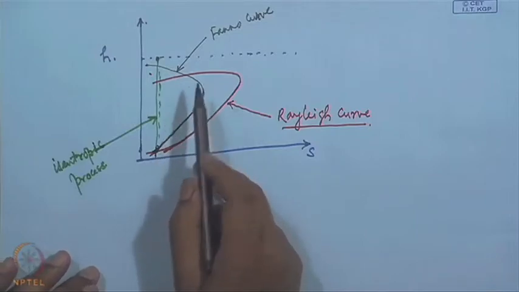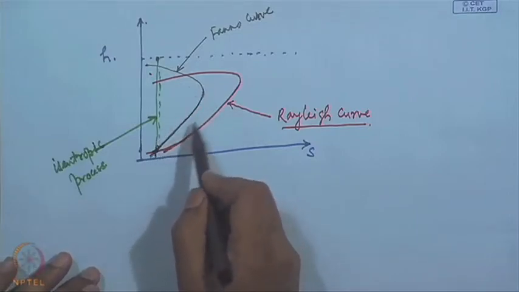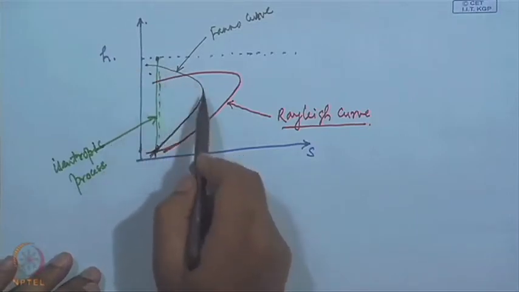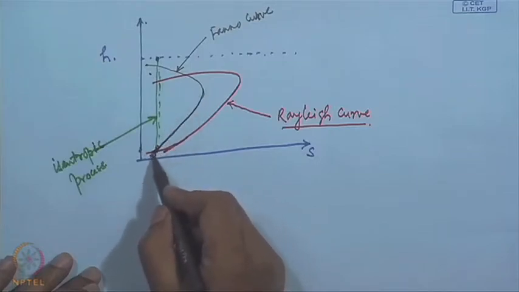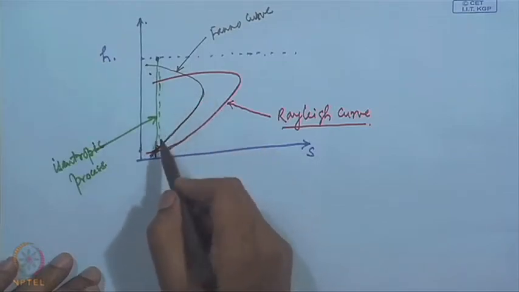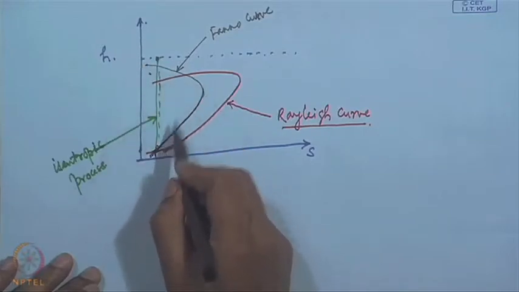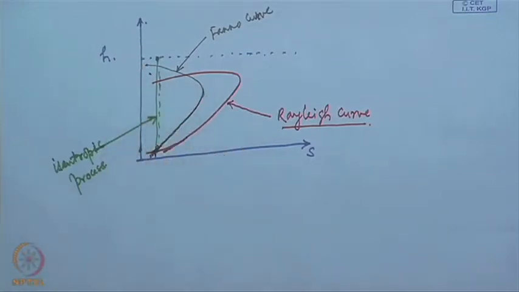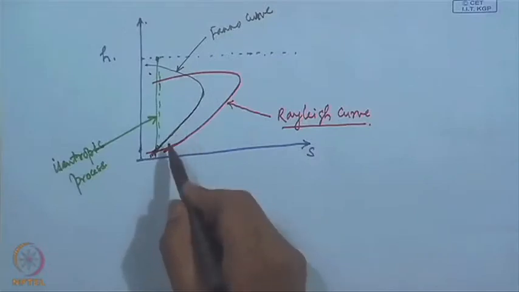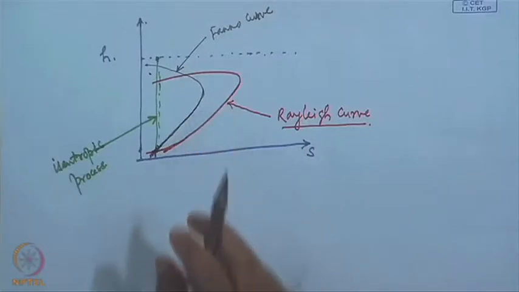In case of uniform adiabatic flow with friction in a duct, the flow states will follow this Fano curve, and when there is heat addition, but no change in area or no friction, the process will follow this Rayleigh curve.